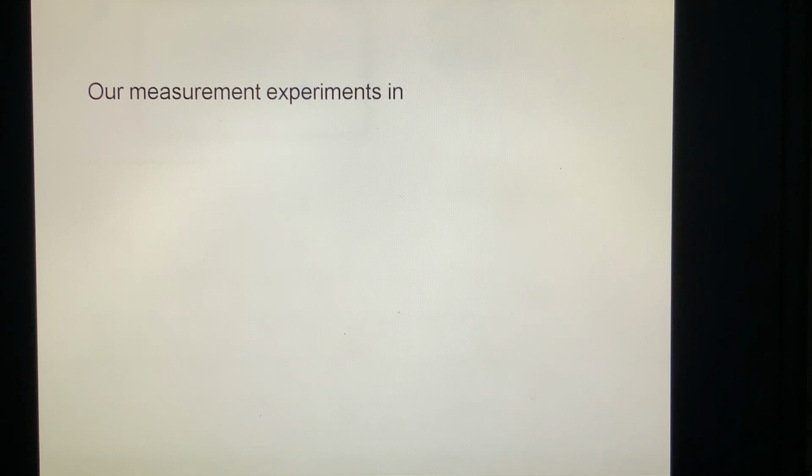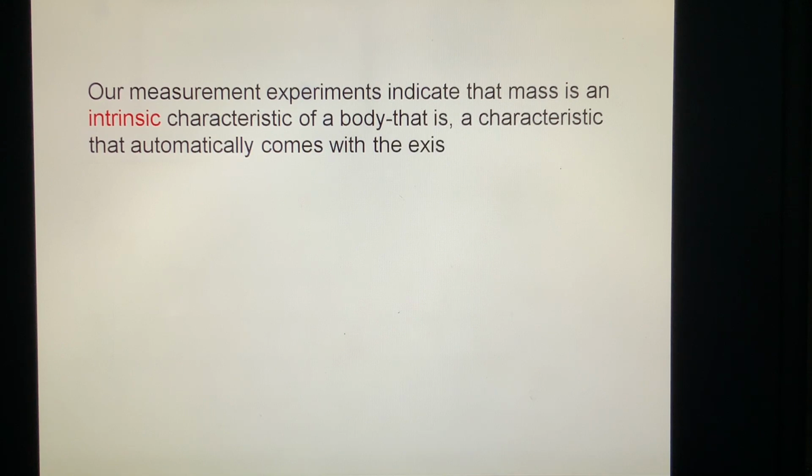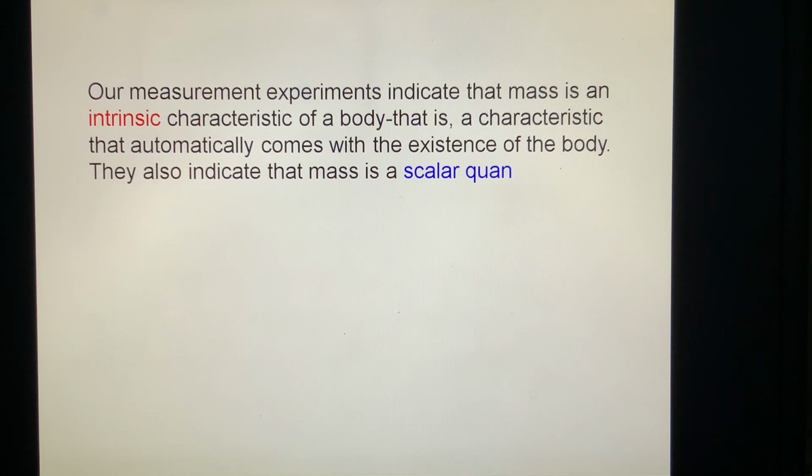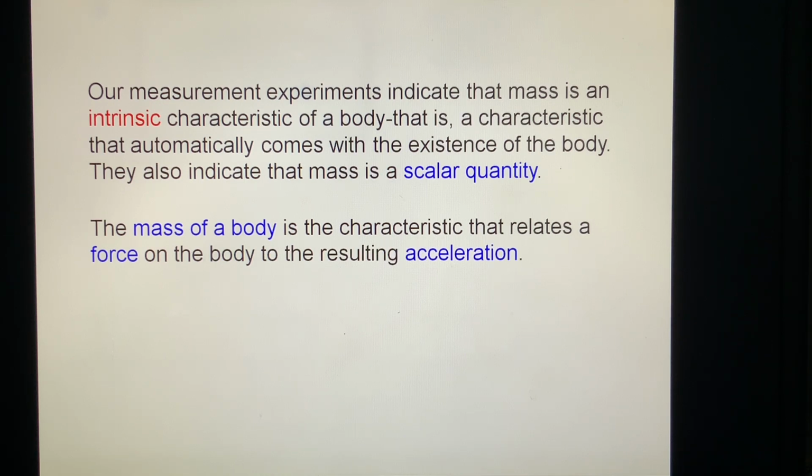Our measurement experiments indicate that mass is an intrinsic characteristic of a body, that is, a characteristic that automatically comes with the existence of the body. They also indicate that mass is a scalar quantity, no direction, only magnitude. The mass of a body is the characteristic that relates a force on the body to the resulting acceleration.